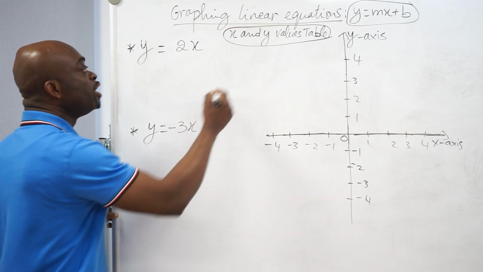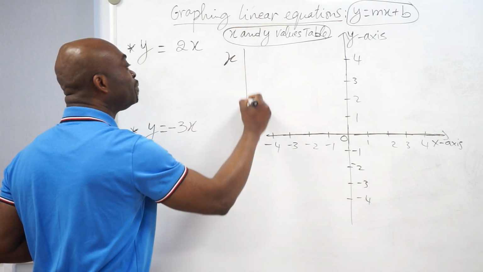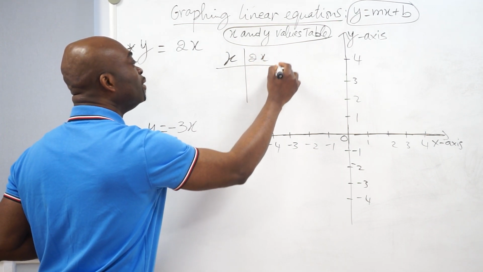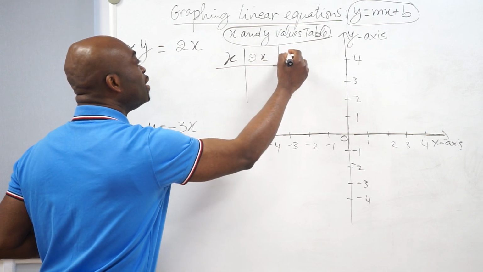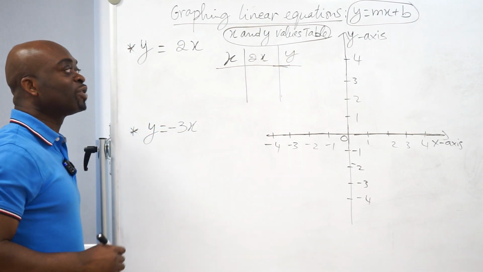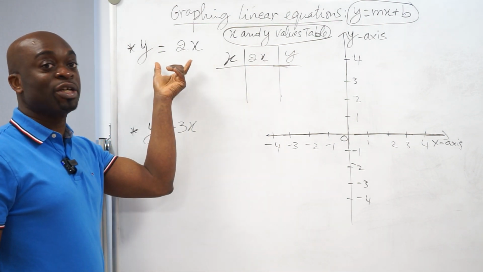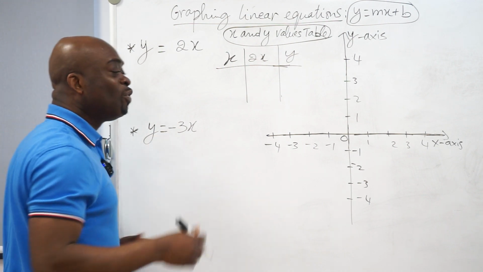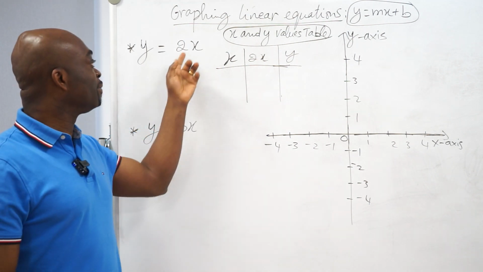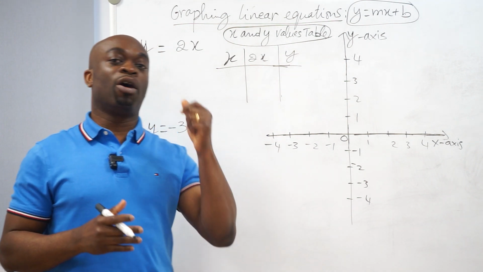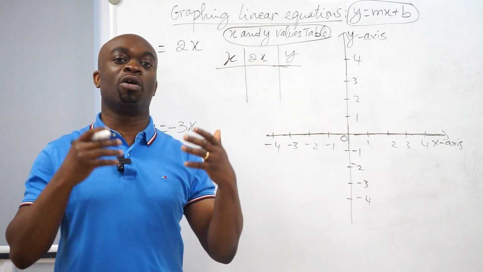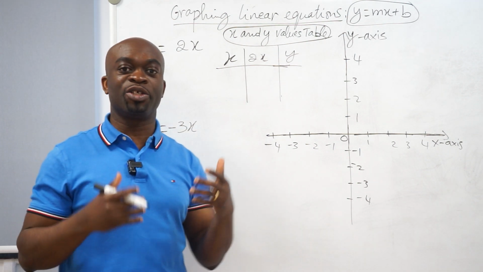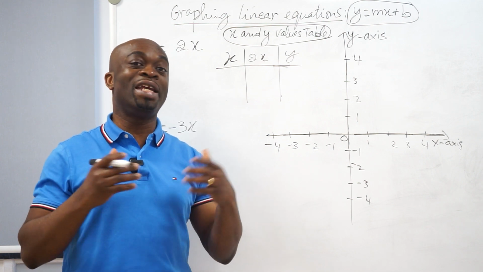So now our x and y values table. We put the 2x in the middle, and then we have our y all the way to the right side. So the 2x is the equation, so you have the x on the left and then the y at the other extreme. Now we're going to choose values for x. Most of the time it's just easy to choose small numbers, like 0, 1, 2, -1, -2. We don't need very huge numbers.